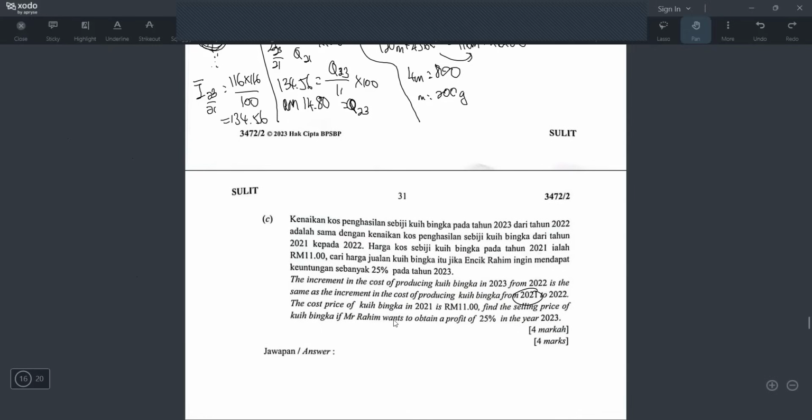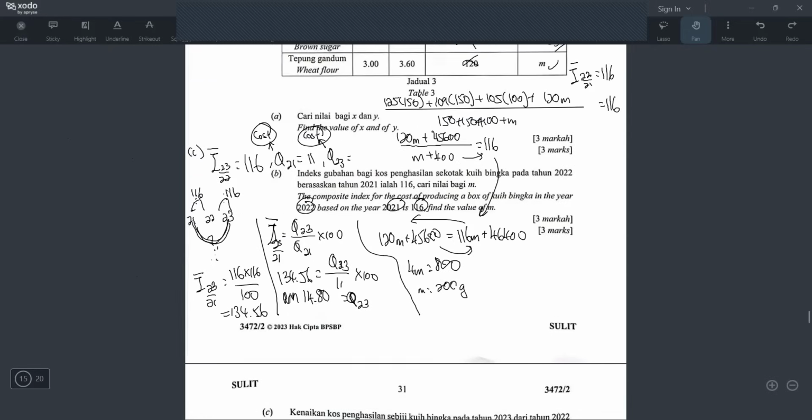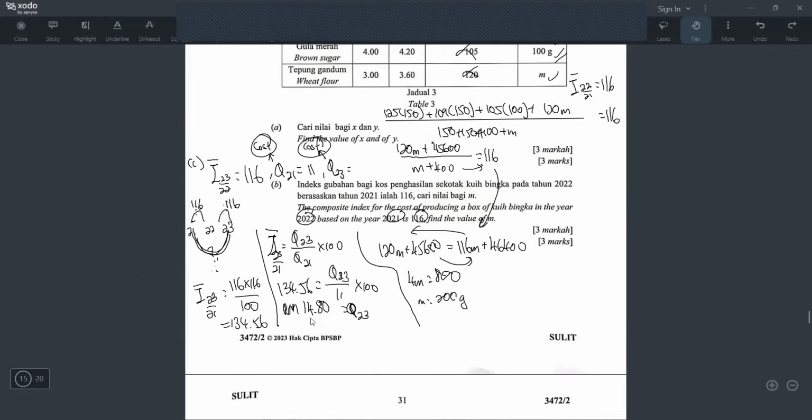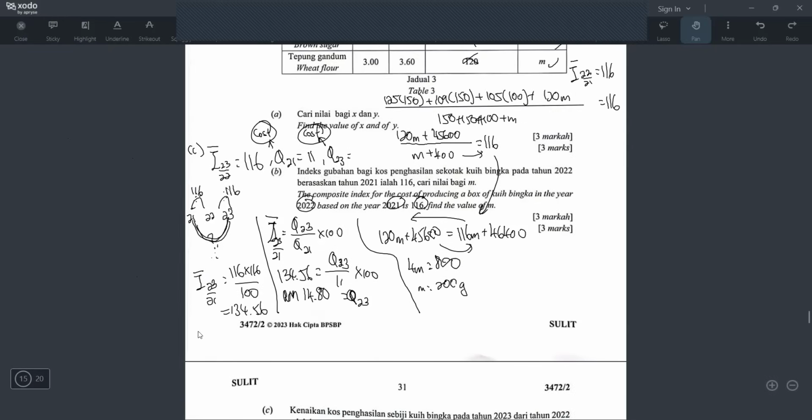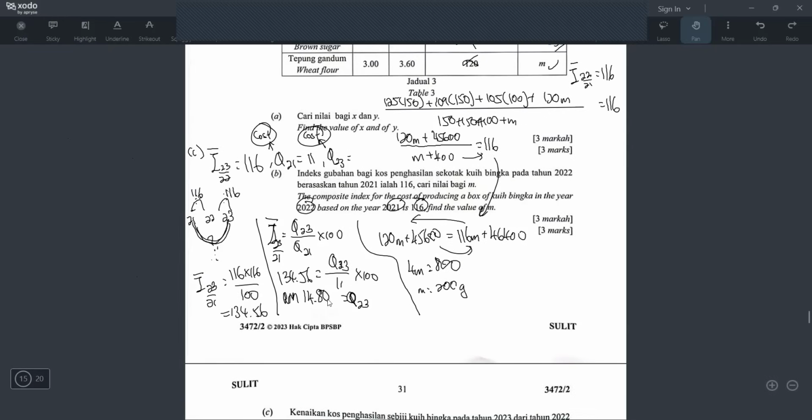Find the selling price of Kueh Bingka if Mr. Rahim wants to obtain a profit of 25% in the year 2023. It means this price is the cost price. What is cost price? Cost price means the money you spend to make the product. That's cost price. But they want to find the selling price. So when you sell, will you sell for 14 ringgit 80 cents? No, because if you sell this amount means you will not earn any profit. You definitely have to sell more than this, right? So that you can earn profit.